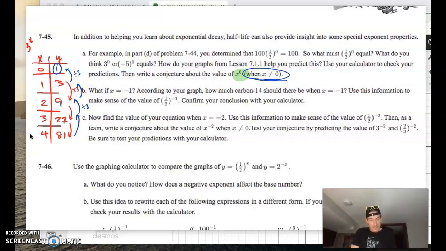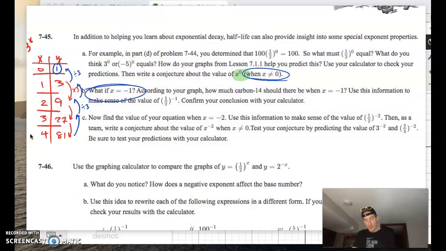Okay? We started to scratch the surface on this yesterday, but what if x is negative 1? What happens there? According to your graph, how much carbon-14 should there be when x is negative 1? Use this to make sense of 1/2 to the negative 1. Confirm our conclusion with a calculator.